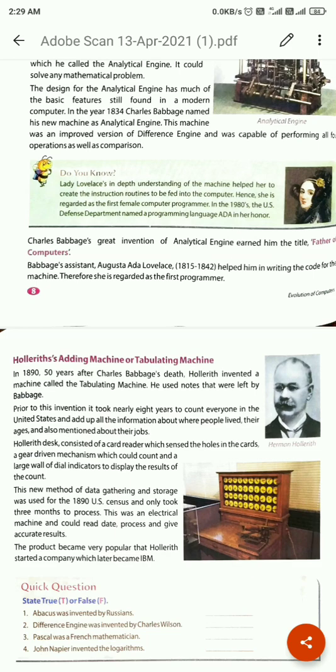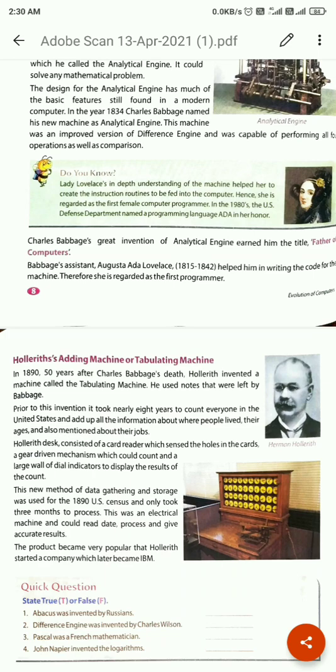Prior to this invention, it took nearly 8 years to count everyone in the United States and add up all the information about where people lived, their ages, and their jobs. After this invention, it was easy to count the number of people in the United States and store their information, where they were living, their ages, and what jobs they were doing at that time.